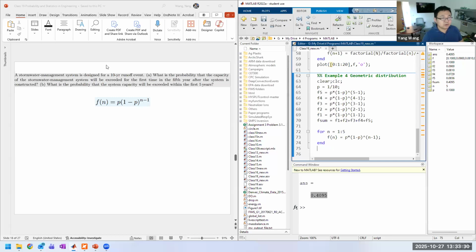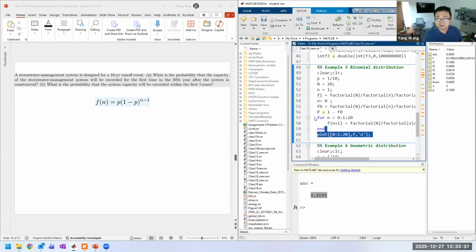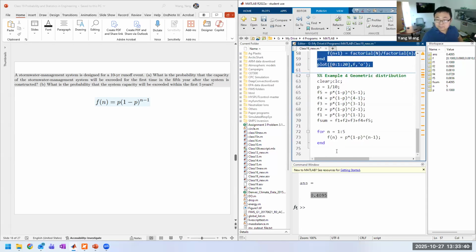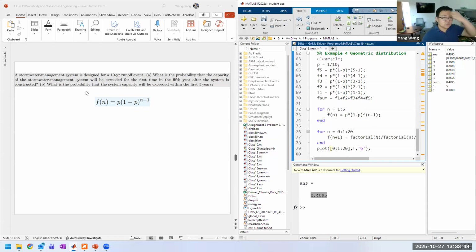Another thing is that we can plot the probability in each year that it fails for the first time. So the same thing here, you can do a for loop. Let's hide all of these and define this. Because we're talking about a design for a 10-year runoff event, there's no upper limit. It can run for 100 years and still not fail. So let's just put 50, because at 100 the value will be so small.